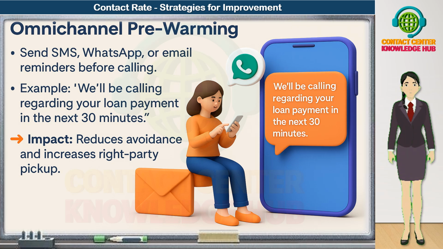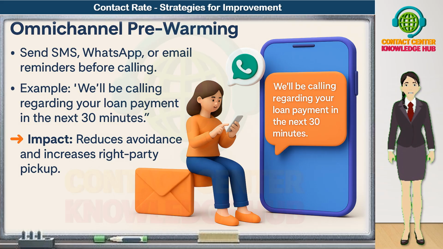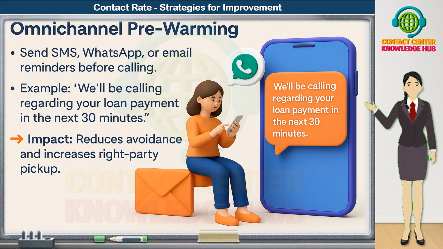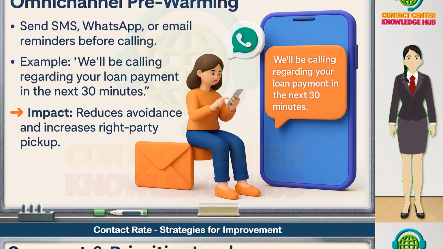For example, a short message like, "We'll be calling regarding your loan payment in the next 30 minutes," helps customers recognize your intent, trust the call, and prepare for the conversation. This technique is especially effective in collection notifications and appointment-based campaigns where context matters. Impact: omni-channel pre-warming reduces call avoidance, increases right-party pickup rates, and transforms cold outreach into trusted engagement.